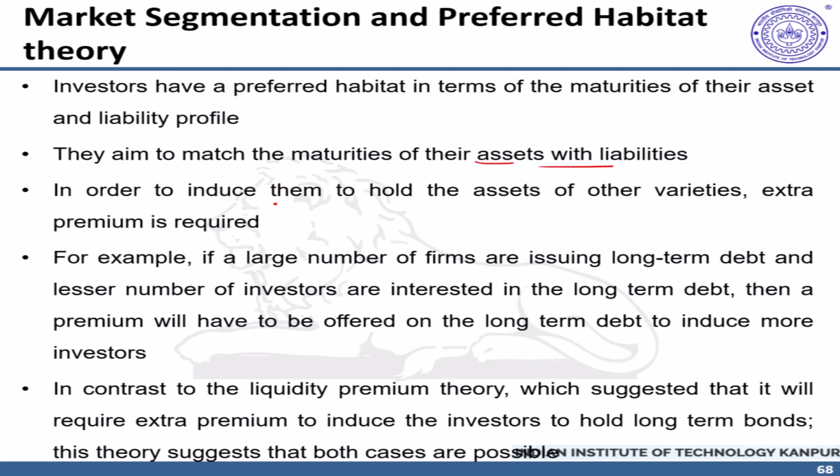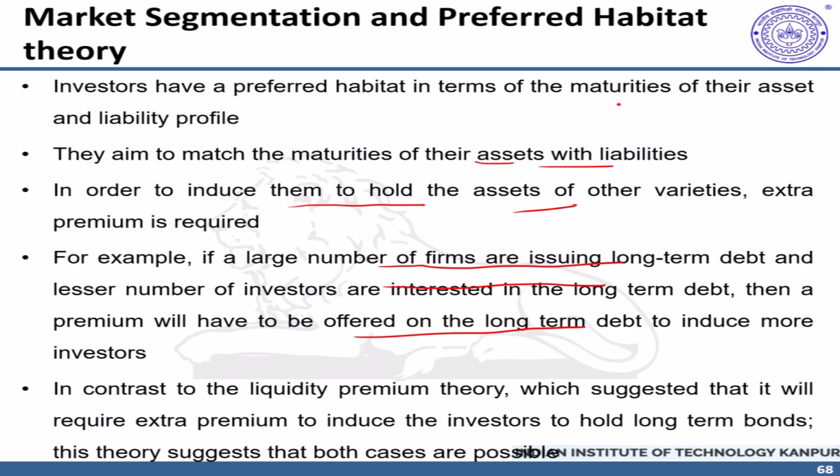Now, if you want to induce them to hold assets of other maturities, for example, you want them to buy assets of different maturities from their liabilities, you need to pay them an extra premium because you are exposing them to interest rate risk. For example, if a large number of firms are issuing long-term debt and a smaller number of investors are interested in long-term debt, then a premium has to be offered by these long-term issuers to induce more and more investors.